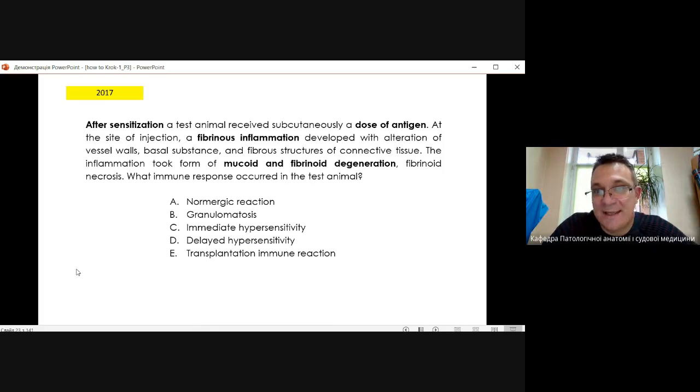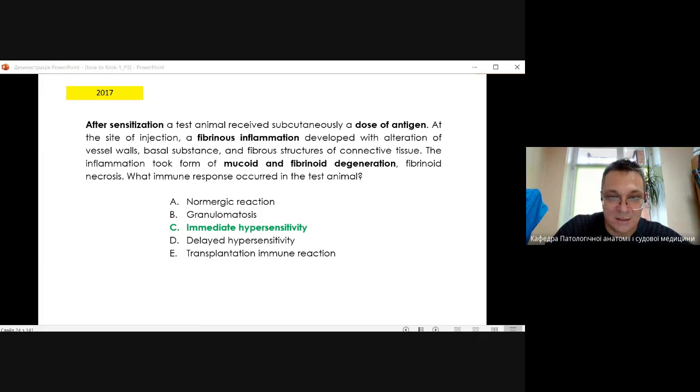After sensitization, a test animal received subcutaneously a dose of antigen. At the site of injection, a fibrinous inflammation developed with alteration of vessel walls, basal substance, and fibrous structures of connective tissue. The inflammation took the form of mucoid and fibrinoid degeneration, fibrinoid necrosis. Which type of immunopathological process occurred in the test animal? So what is this? Normergic reaction, granulomatosis, immediate hypersensitivity, delayed hypersensitivity, or transplantation immune reaction?